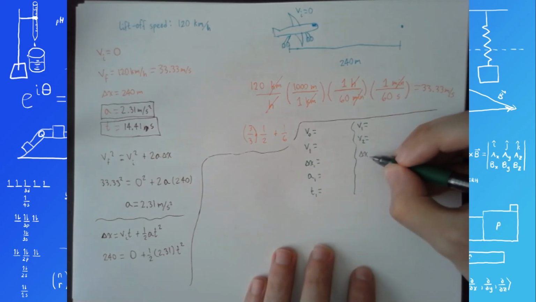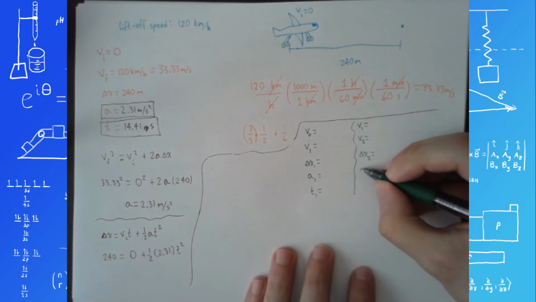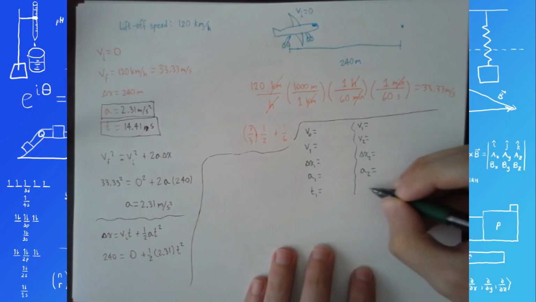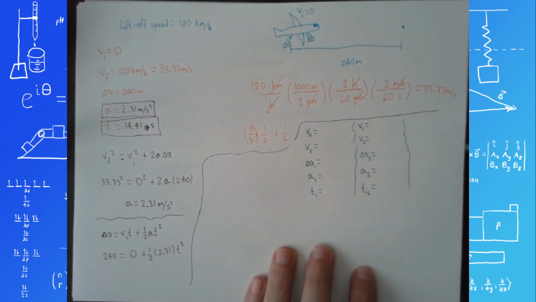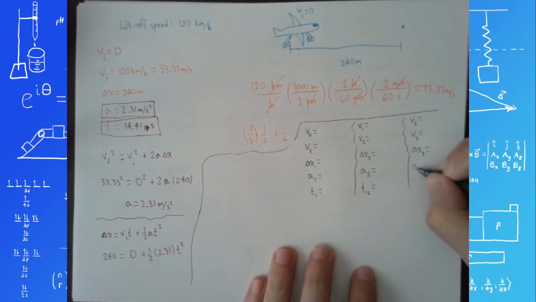Phase 2 has a displacement we will call delta x2, has an acceleration we will call a2, and lasts for a duration that I will call t2. And then phase 3 will start where phase 2 ended, so it will start with v2, it will end with v3, it will occur over a displacement of delta x3 and have an acceleration of a3 for a time t3.